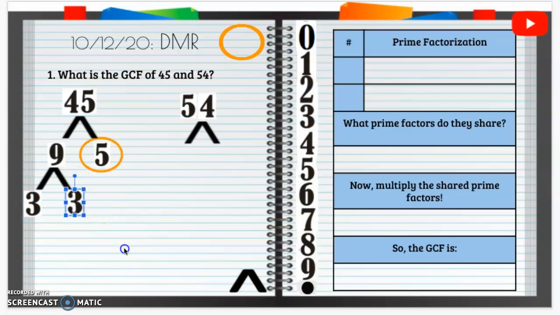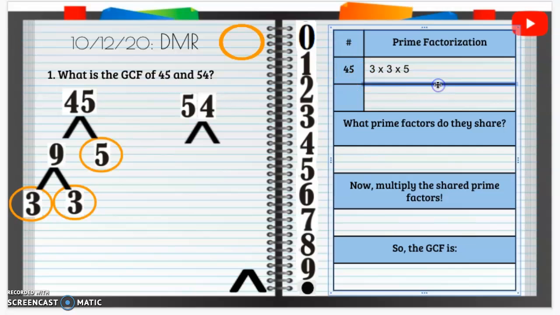Is 3 a prime number? Yes, it is. Why is 3 a prime number? Because the only two factors are 1 and itself. The only two factors of 3 are 1 and 3. So now over here on our little chart, we're going to have our 45. And we know that the prime factors are 3, 3, and 5. But with these, we are multiplying them. So when you do 3 times 3 and then times 5, you get 45.